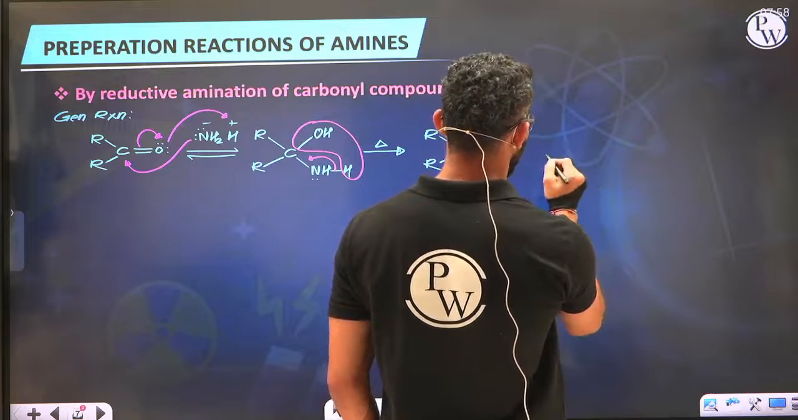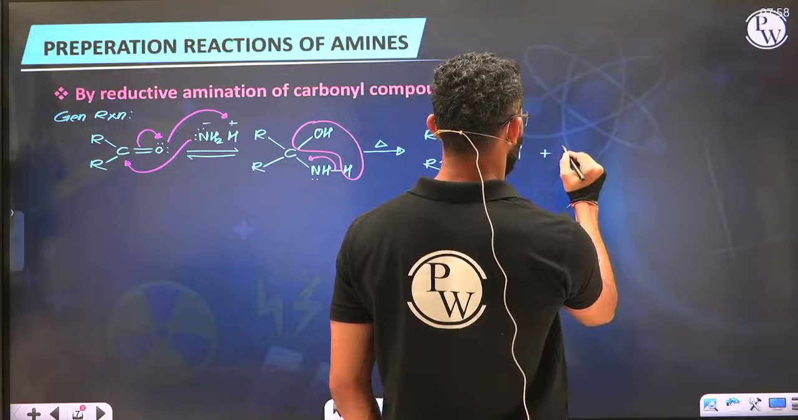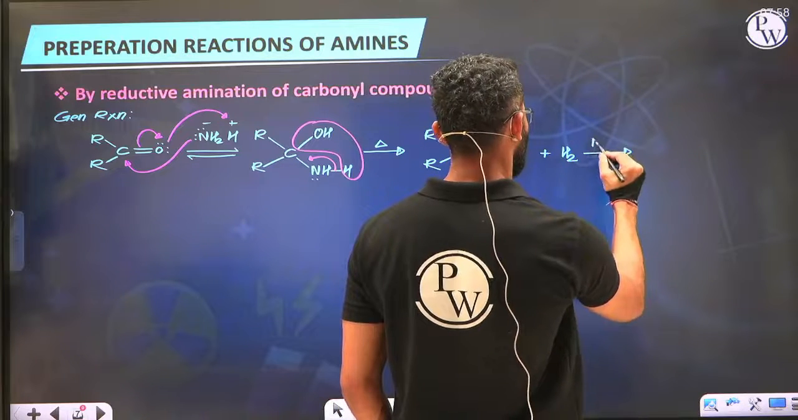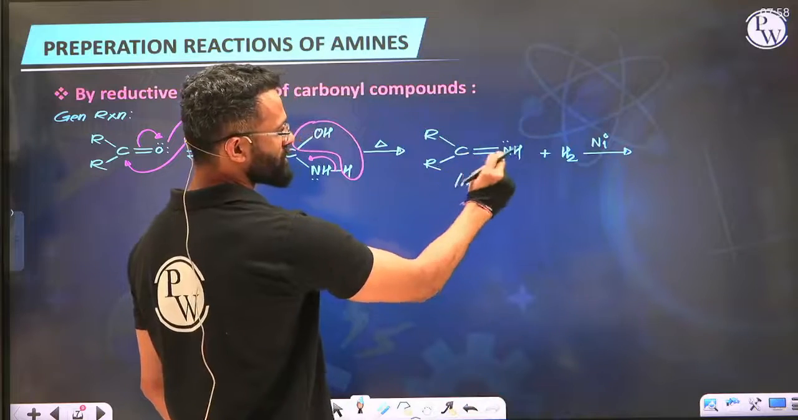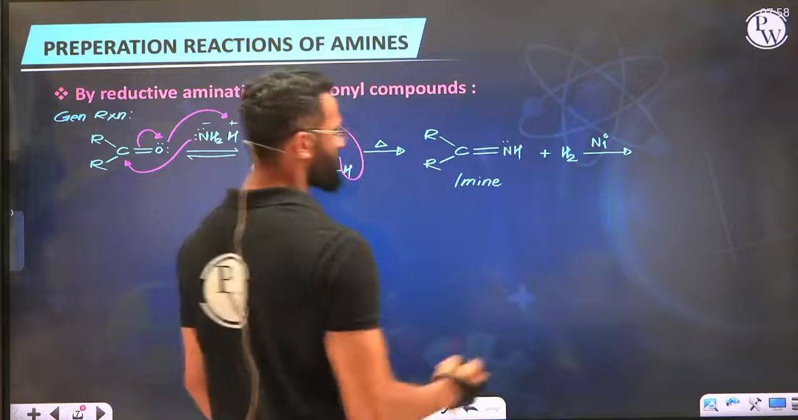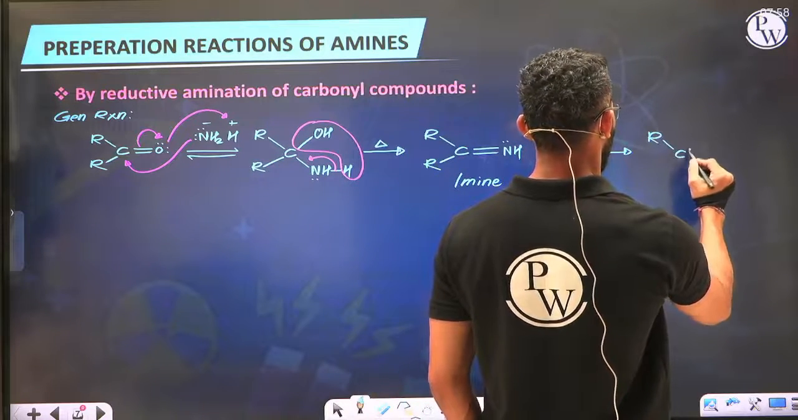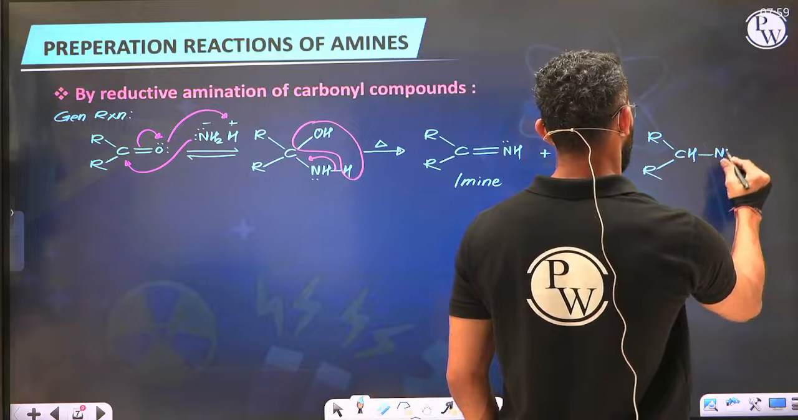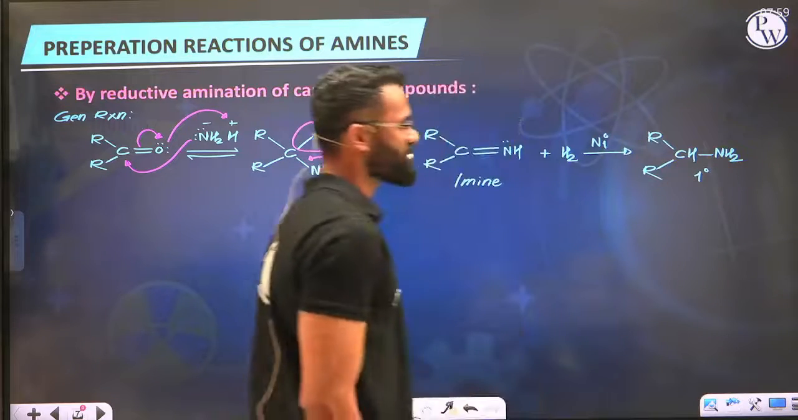So let's say we are carrying out catalytic reduction here, passing H2 gas in presence of a nickel catalyst. So this H2 can be added across the carbon nitrogen double bond, so you'll get CH single bond NH2. So the product obtained here is RCHR bonded to NH2, which is nothing but primary amine.